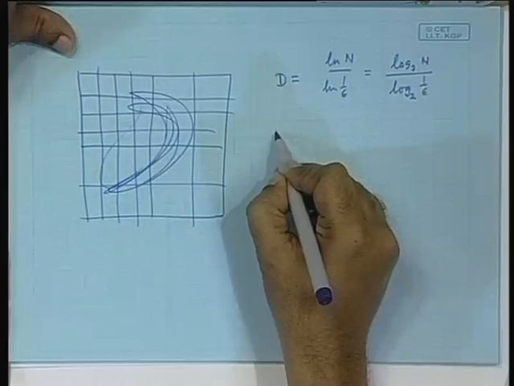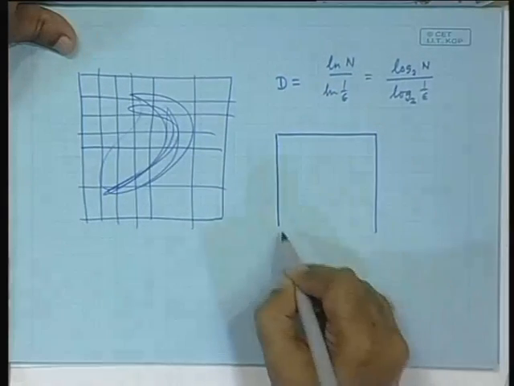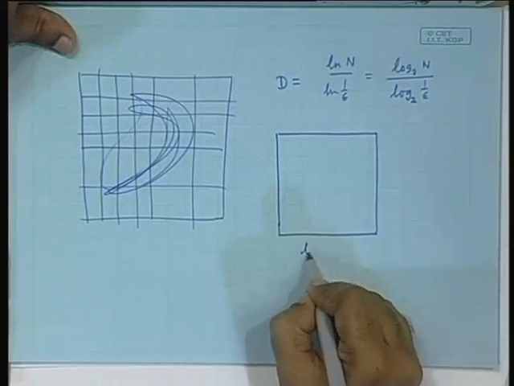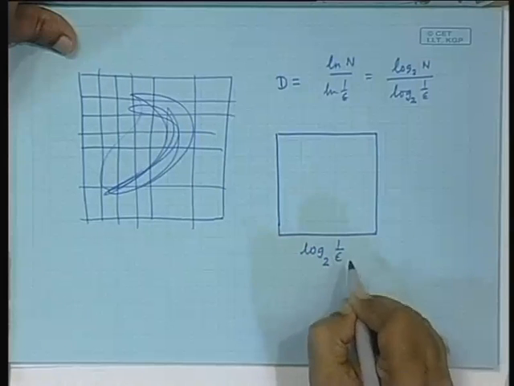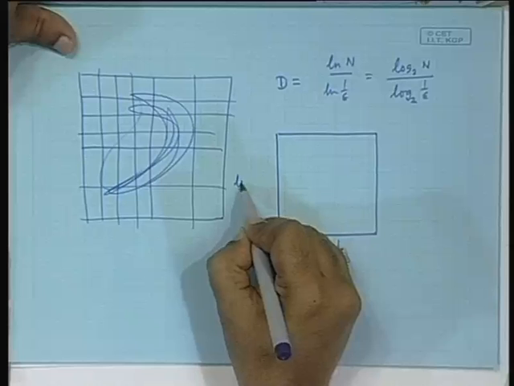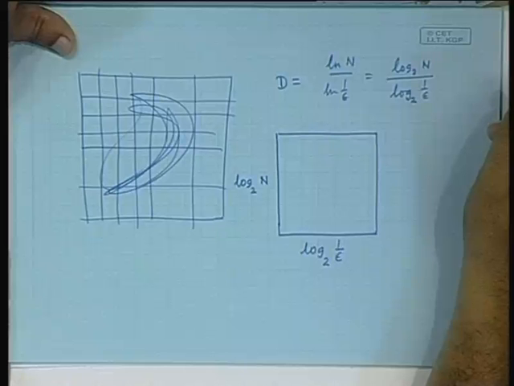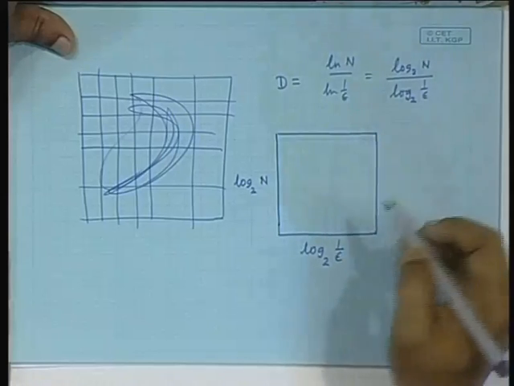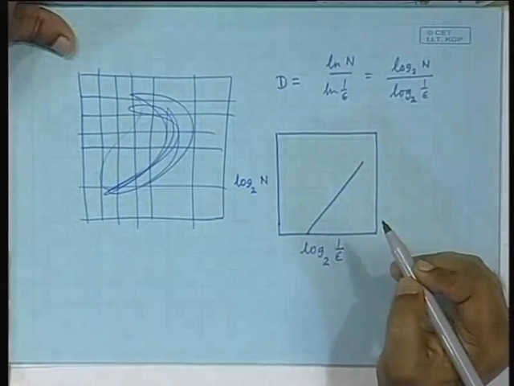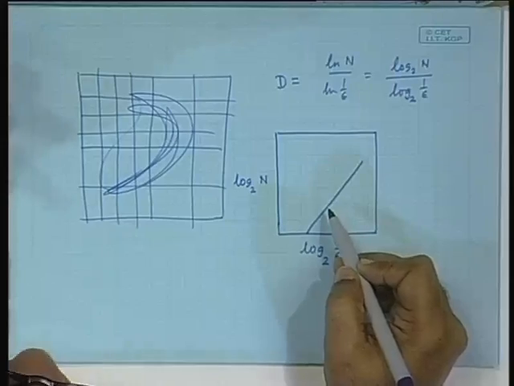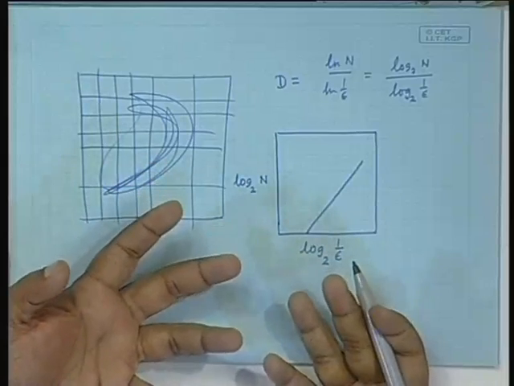What actually is done, you draw a graph. In that graph, log 2 of 1 by epsilon is plotted on the x axis, and log 2 of n is plotted on the y axis. What do you expect? It will be a straight line, yes. And what is the dimension? The slope is the dimension. It will not be 1 in this case at least. That is exactly why this is a fractal. If it had been 1, it would not be a fractal.